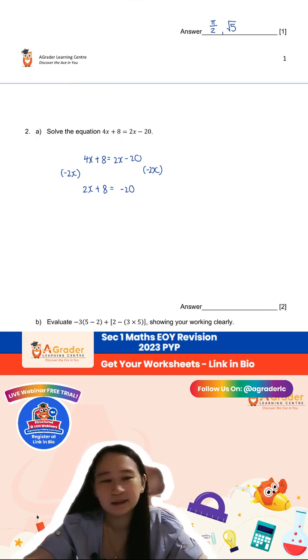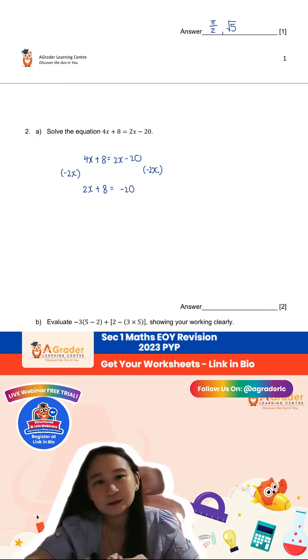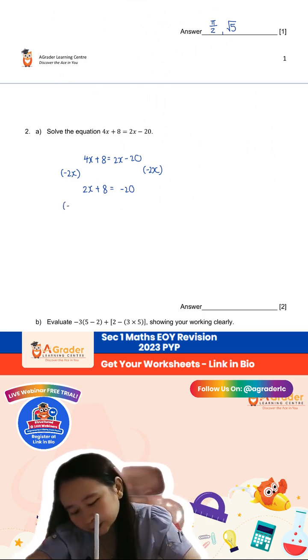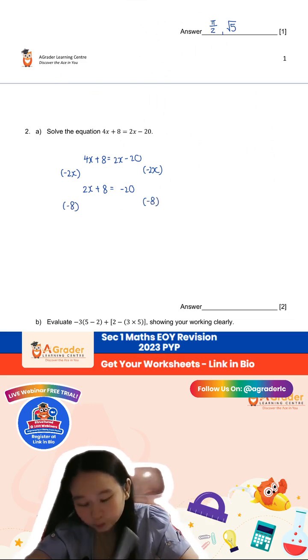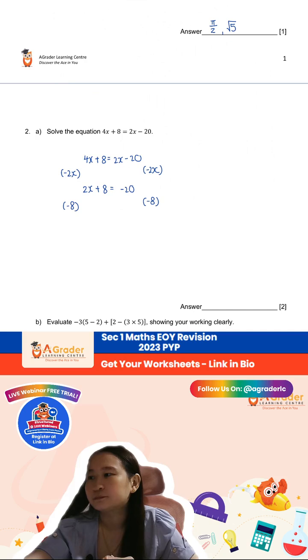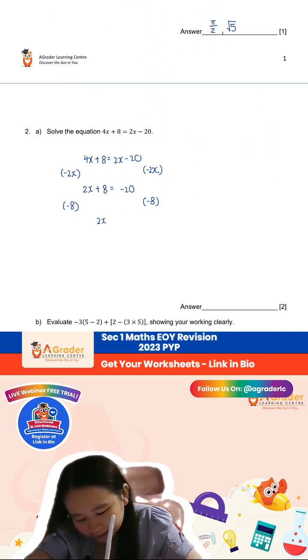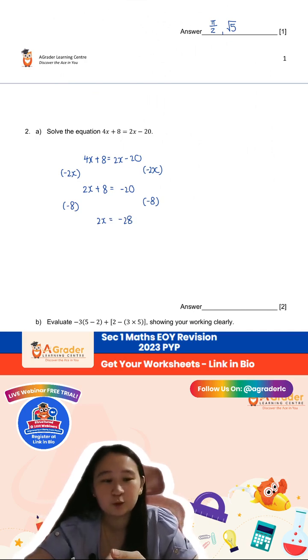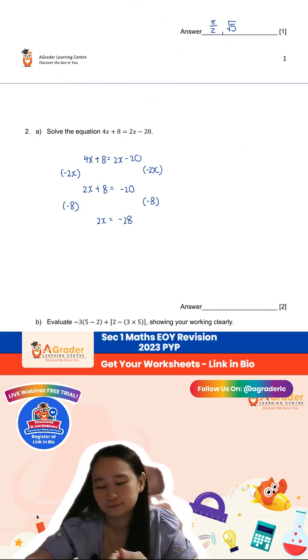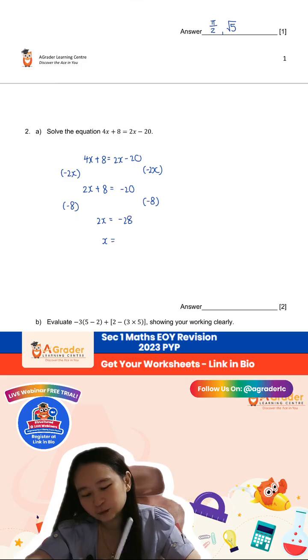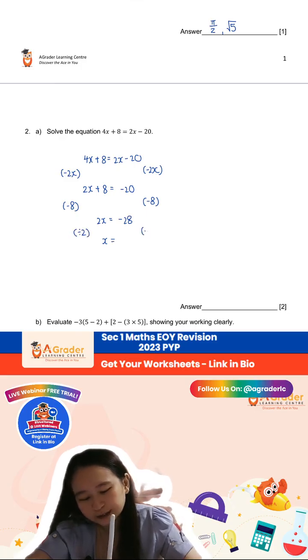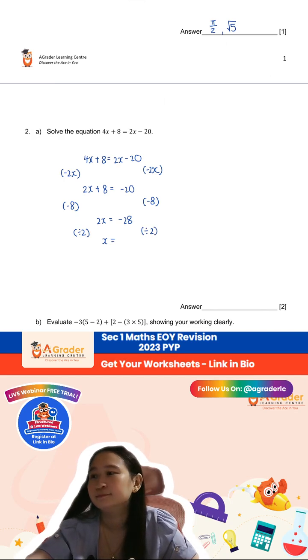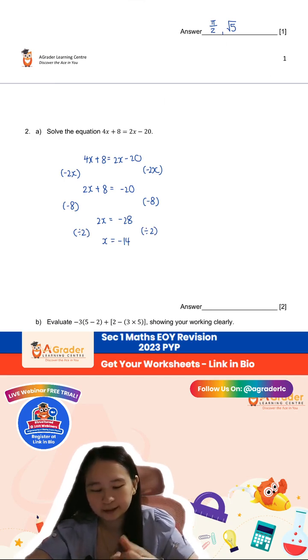No, x is not 6. You can try again. Okay, then we want the number on the left-hand side. So we subtract by 8 on both sides to remove the number. So we are left with 2x equals to negative 28. Negative 20 minus 8 is negative 28. Okay. Then we have x equals to divide by 2 on both sides to get x. So we get negative 14.